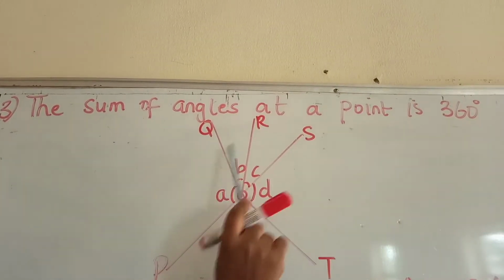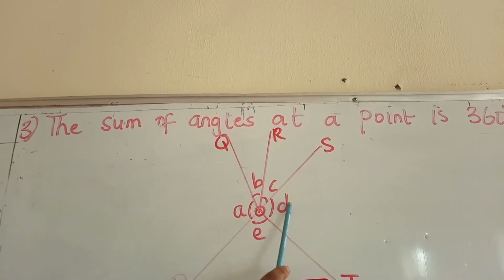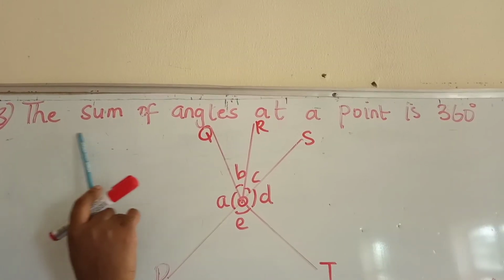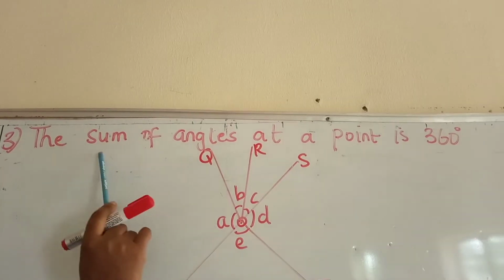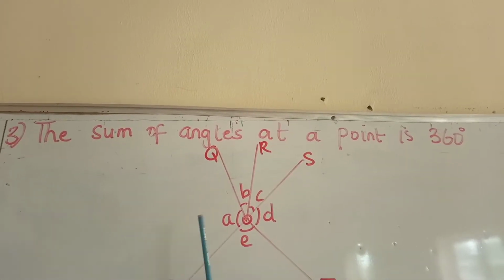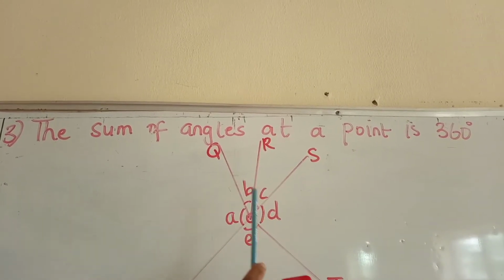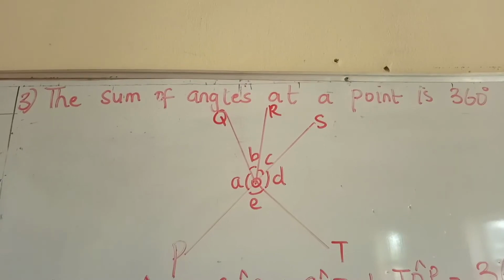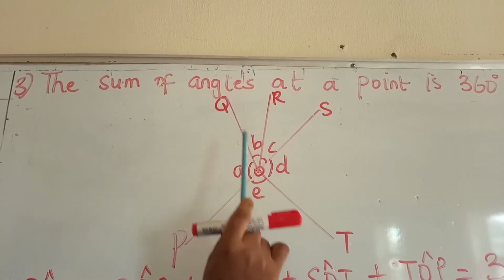Now looking at all these angles, we have angle A, angle B, C, D, and E. From the mathematical rules, we have the sum of all of these. You know that already, that sum means what? Plus. That is to say, when you add these angles all together, you have what? 360 degrees.